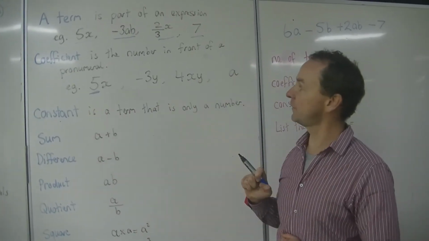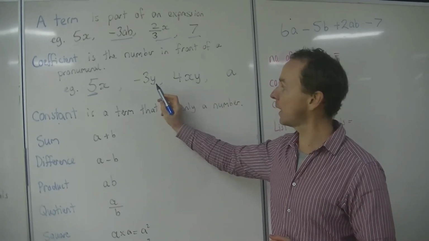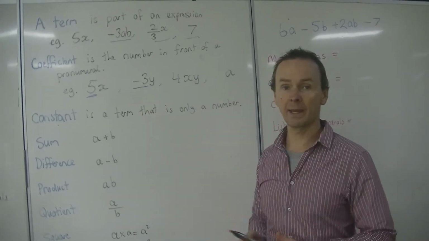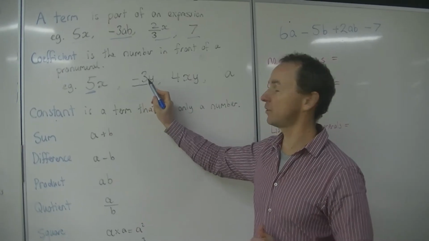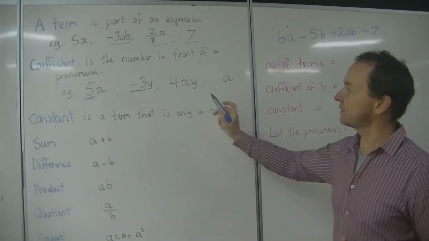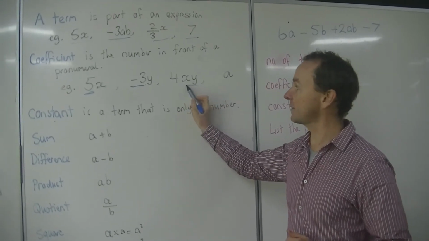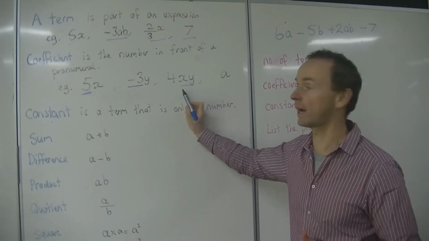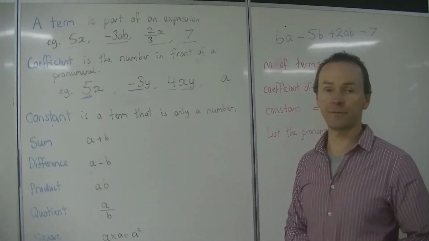If I said, what's the coefficient of y? See the pronumeral y? You should say minus 3. A lot of people forget the negative and they just say 3. It's minus 3. So be careful of that. If I said, what's the coefficient of xy? Because that term is xy. Then you'd say the coefficient is 4.